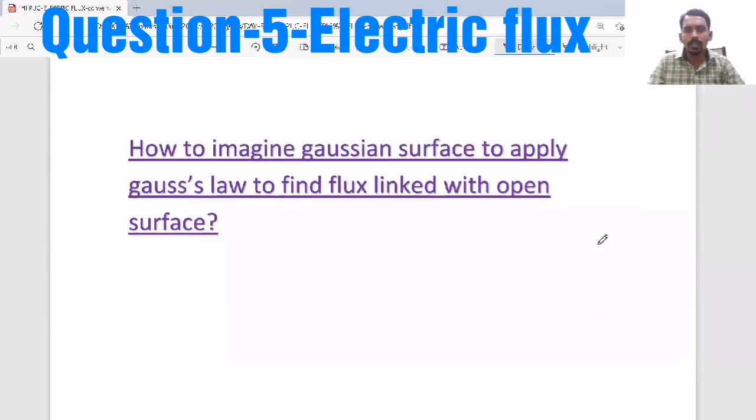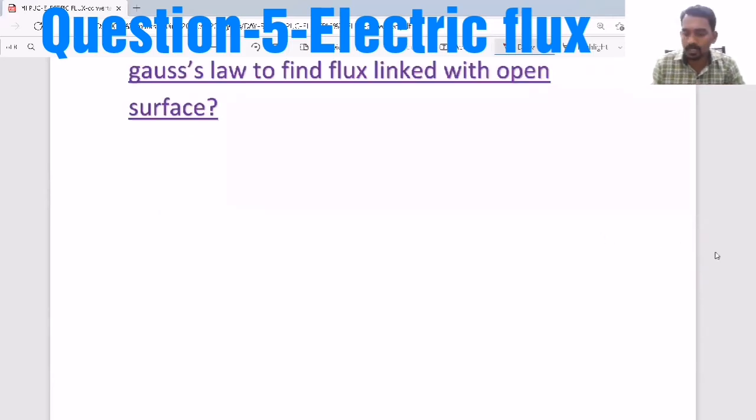But one more thing we have to understand here is that sometimes they will not give a closed surface to apply Gauss law. Then we have to imagine a Gaussian surface so that the given charge becomes enclosed. Then you can apply Gauss law. That is one of the important things.